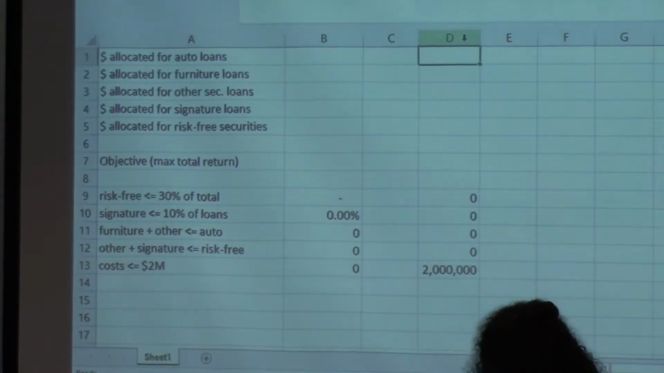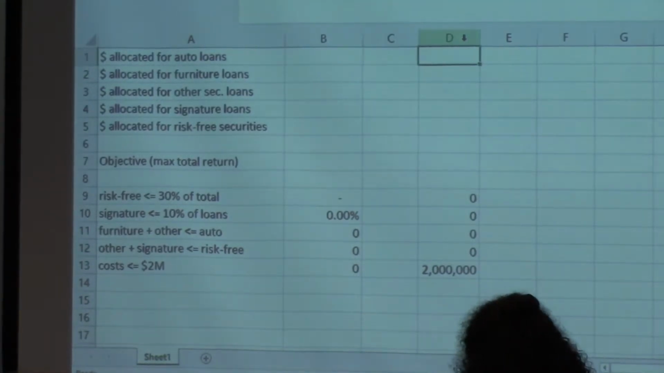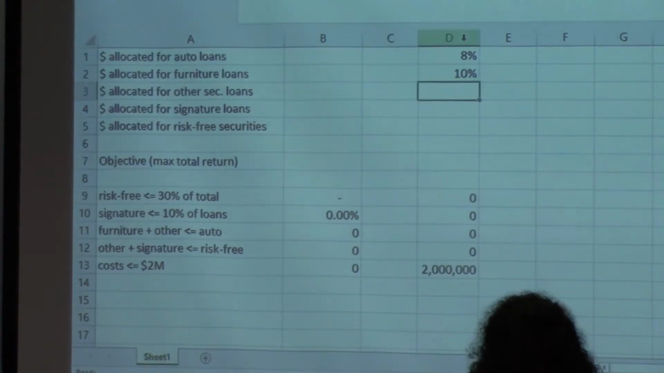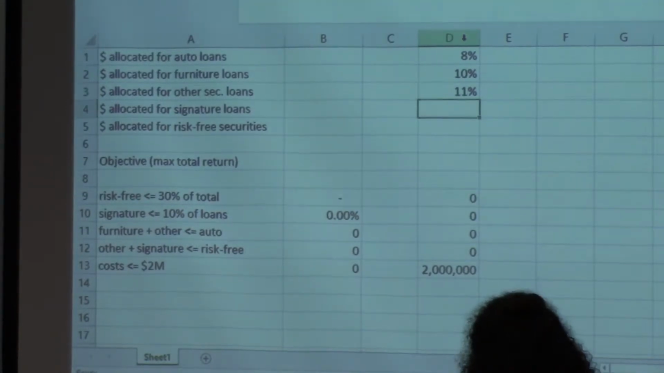What's the return on the auto loans? 8%. What's the return on the furniture loans? 10%. What's the return on the other secured loans? What's the return on the signature loans? And what's the return on the risk-free securities?